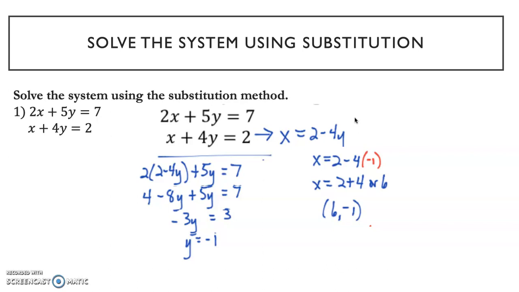I can check that by plugging that into both of my original equations and seeing that I get true statements. So this system is consistent because it has at least one solution, and independent because it's intersecting in 1 point, so that means it's two distinct lines.